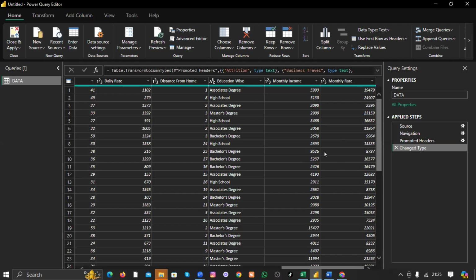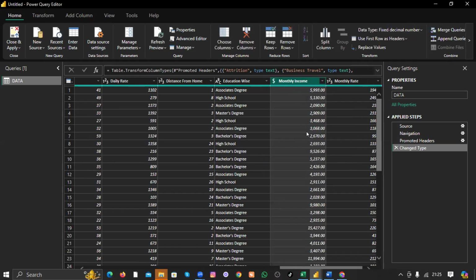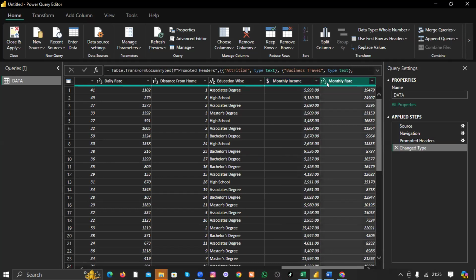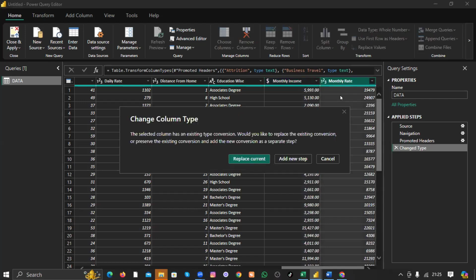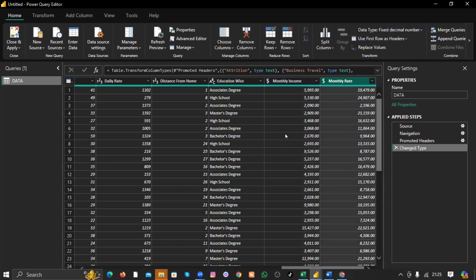Well, we may want to change this to money because this is money, right? It is still correct as numbers. We can work with them as numbers, but I just prefer changing them to fixed decimal because it's money. So I'll change this one to fixed decimal as well. Monthly rate is also money. You can work with them as numbers, it's very okay. It doesn't affect your outcome. So everything here is fine.